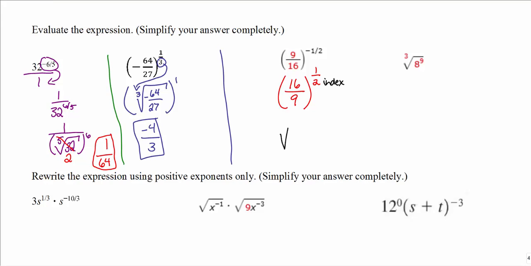So we're going to change this fractional exponent into a radical. So that becomes the square root of 16 over 9, and then raising it all to the power of 1, which, of course, we know doesn't change anything. So our answer for this one will be the square root of 16, which is 4, over the square root of 9, which is 3. So we get 4/3.